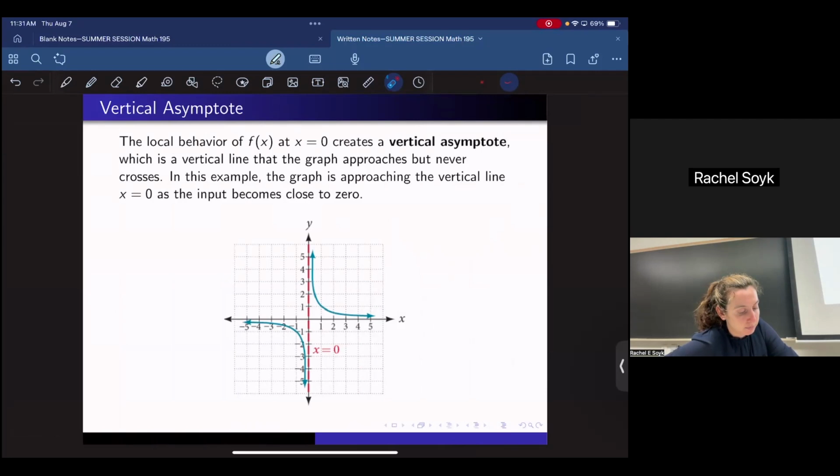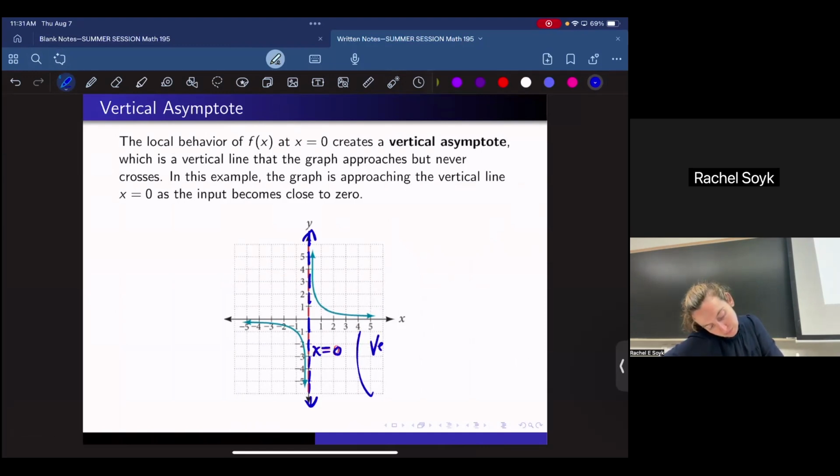So, again, this is just formalizing it, but what do we then have here, which I've said a few times now? We have what's known as our vertical asymptote at x is equal to 0. Asymptotes are never hit by the functions. They're only approached. They come very, very close.